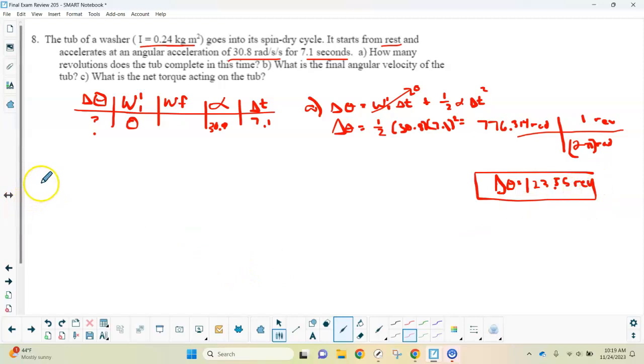For part B, it wants to know what's the final angular velocity of the tub, so we're looking for omega F. Again, you just pick an equation that you think is the easiest at this point because you have all the numbers that you need. So I used this one.